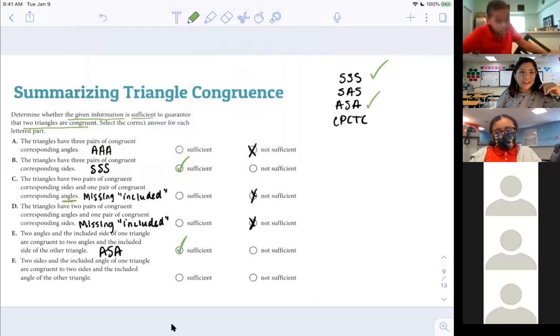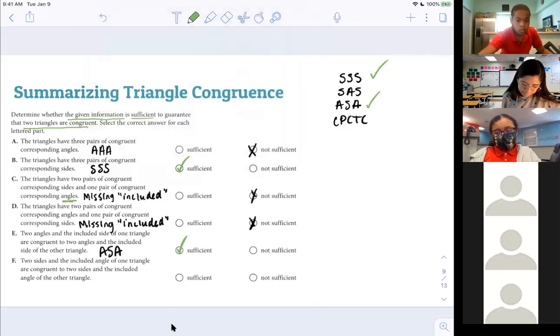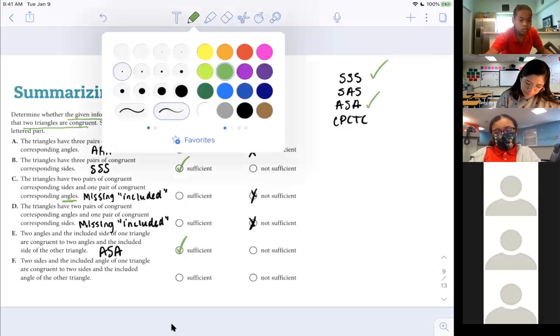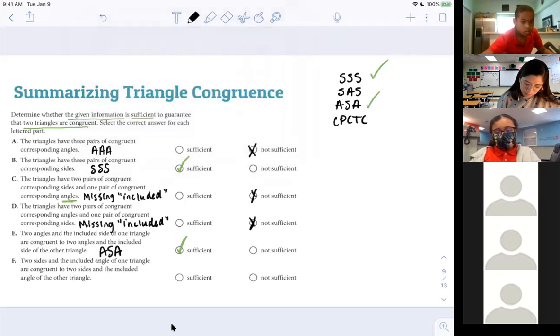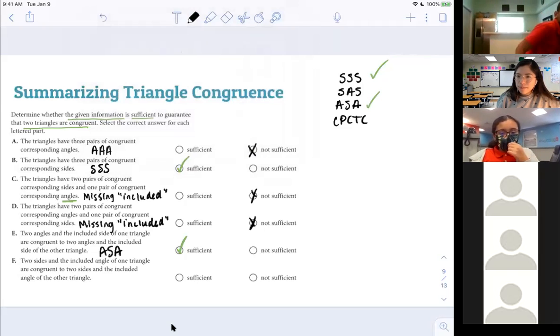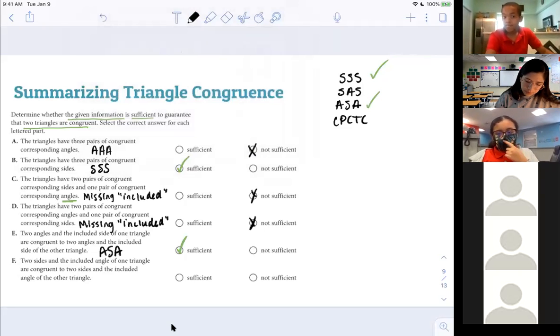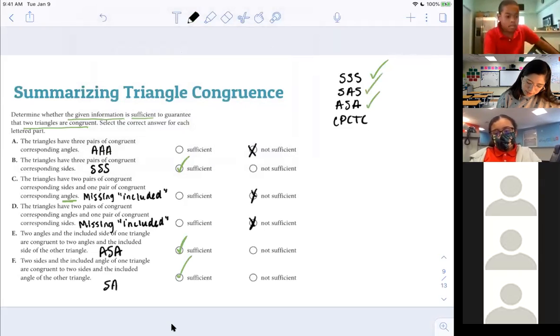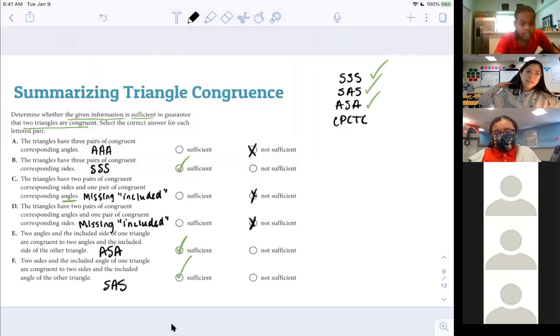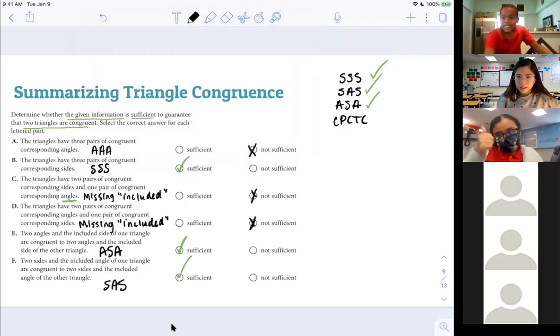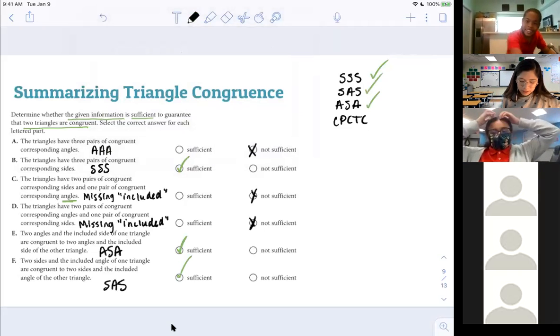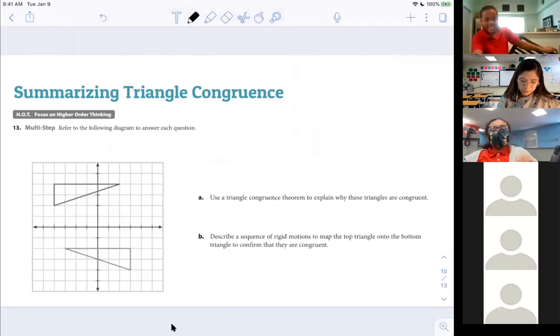And then for the last one, who would like to read my last one? 2 sides and the included angle of one triangle are congruent to 2 sides and the included angle of the other triangle. Good. And this one would be? Sufficient. Good. What if the triangles are connected? This would be which of the scenarios? SAS. Good. Even SAS, CPCTC, blah blah blah. All right. So there you go. The keywords are very important, and reading carefully is very important.